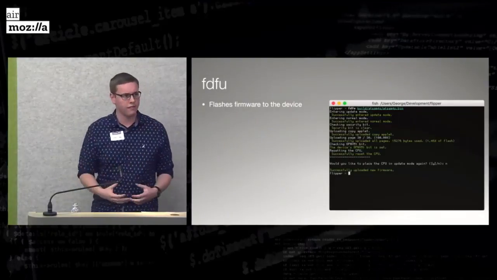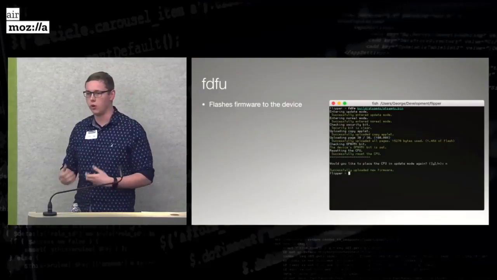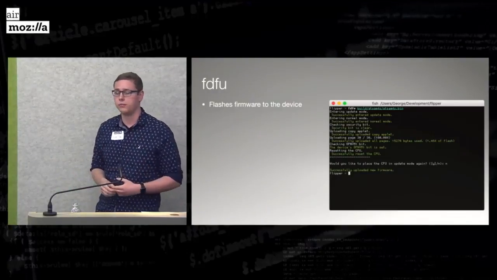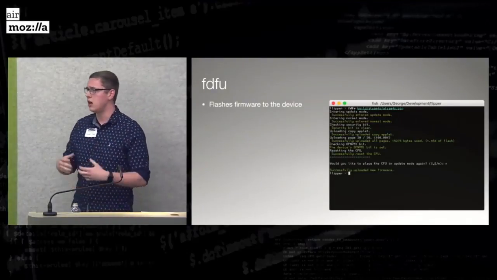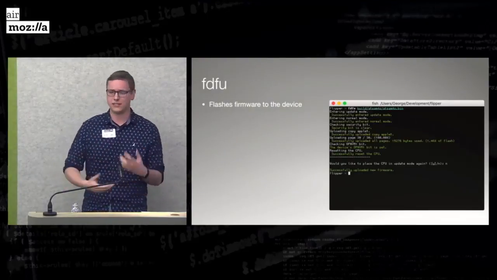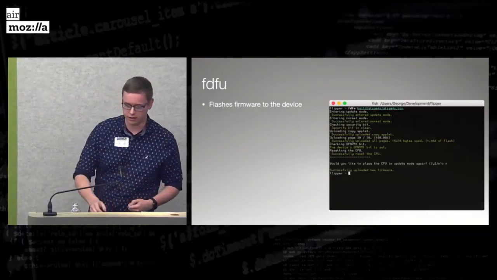If you're more interested in firmware development, like low-level operating system development, you really want to kind of roll your own low-level firmware for the device. We've got this tool called FDFU, and basically what it does is it flashes new firmware images to the device without the need for external hardware. So you don't need to plug in any extra device to flash firmware. Just pass your firmware image to this tool and it'll put it right on your Flipper board.